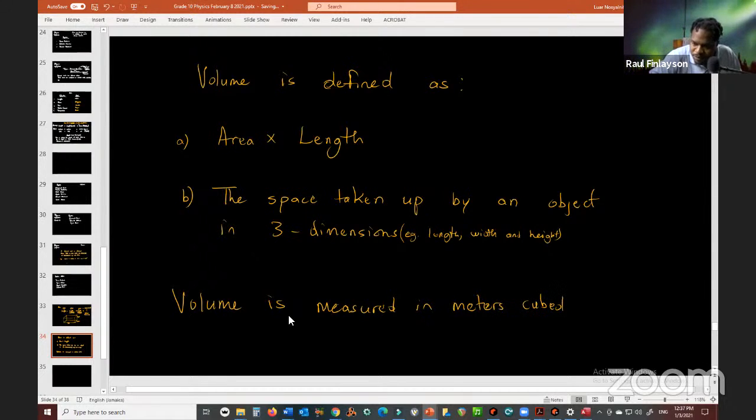All right. And that is written as M to the 3. Simple as that. All right.